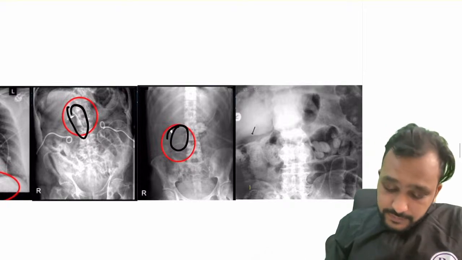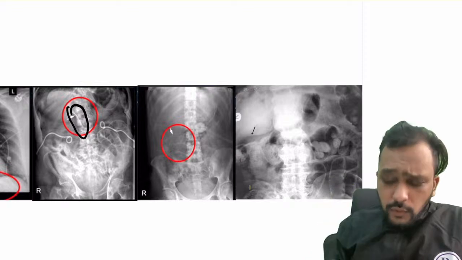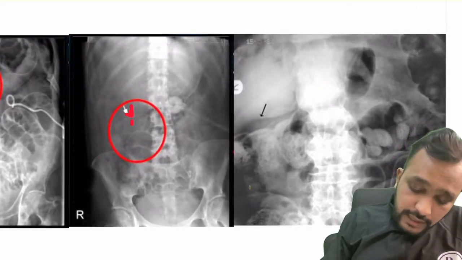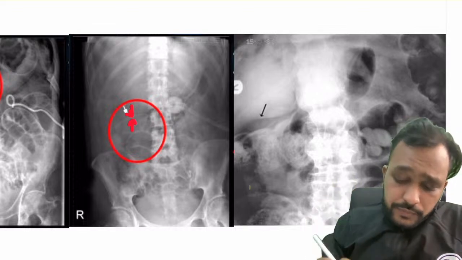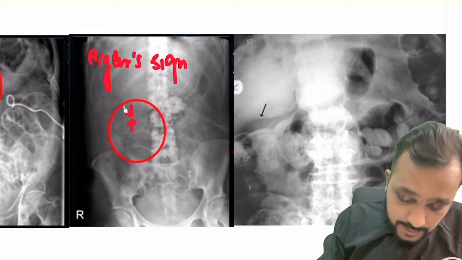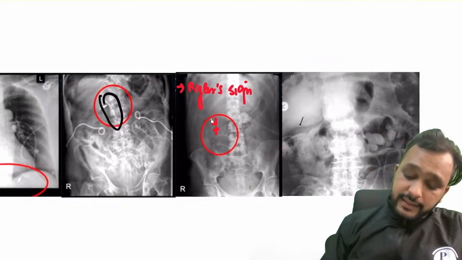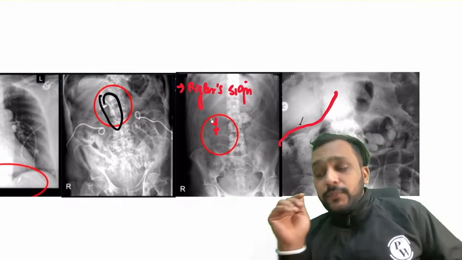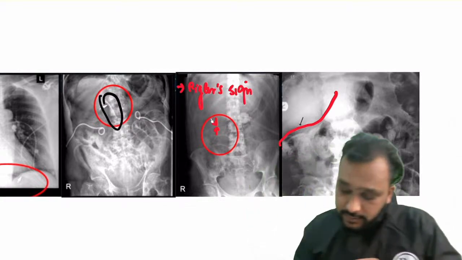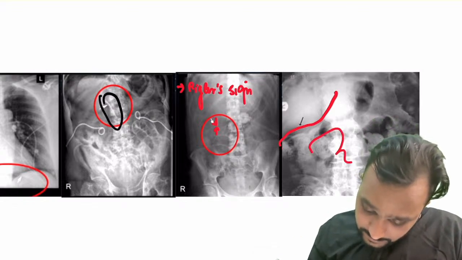When both the outer and inner walls of the bowel loops are visible, look at this image very carefully, this is known as Rigler's sign. And in the last image we can see that the liver edge is very beautifully visible, and this is known as liver edge sign.